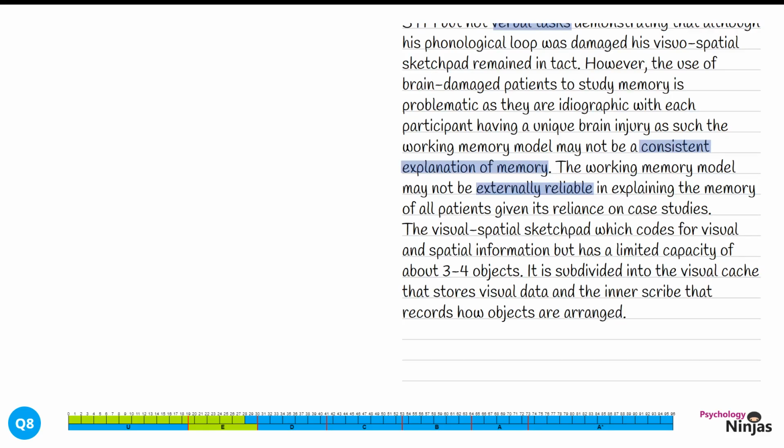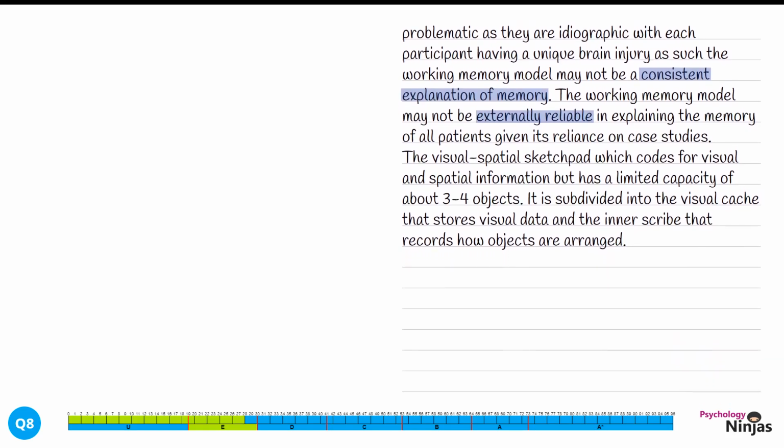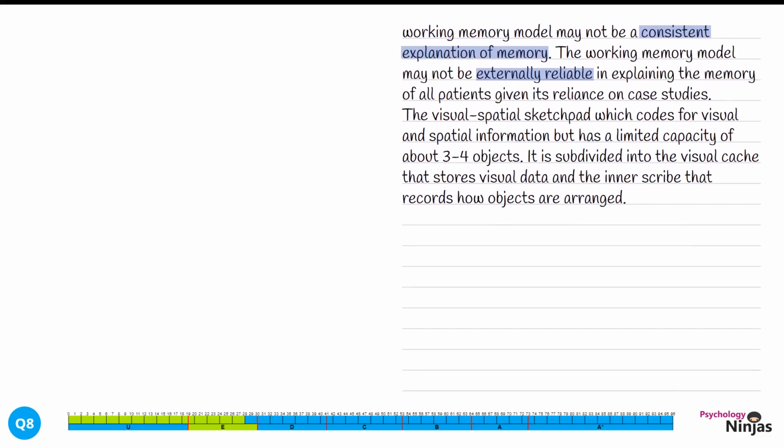The visual spatial sketchpad, which codes for visual and spatial information, but has a capacity of about 3 to 4 objects. It's subdivided into the visual cache that stores visual data and the inner scribe that records how objects are arranged. As we did with the phonological loop, it's important here when we're describing the visual spatial sketchpad that we are giving details about this component. It's more important that we explain different parts of it rather than just list out different features. We've done so by talking about its limited capacity and being specific about the number of objects that can be remembered. We've also talked about the role of both stores rather than just identifying them, which shows we understand the role of the visual cache and the inner scribe.